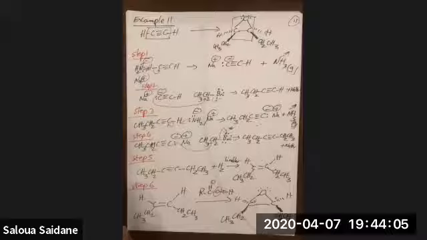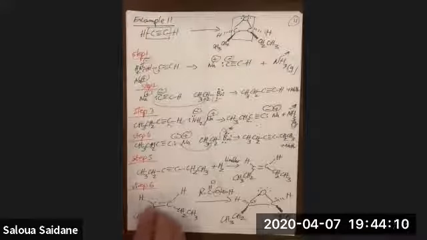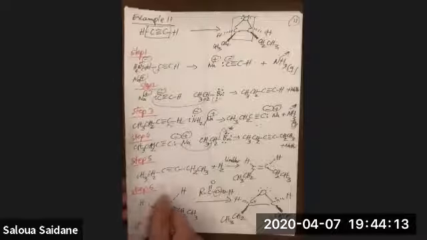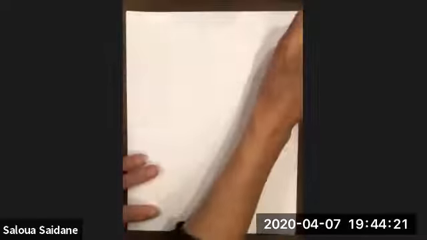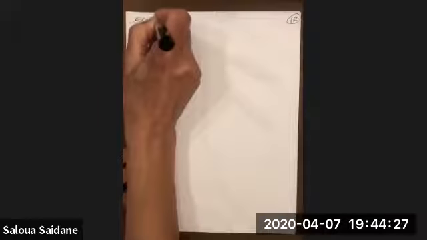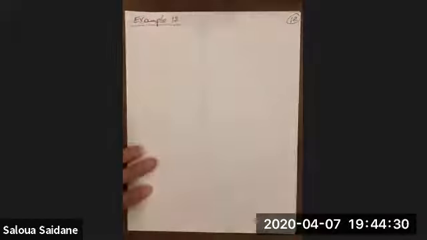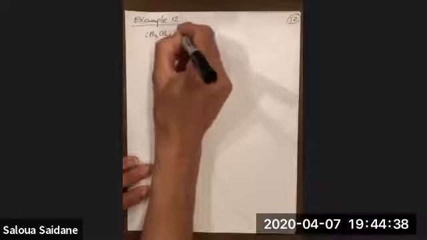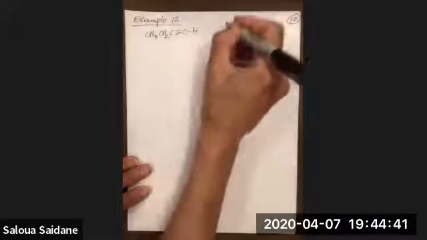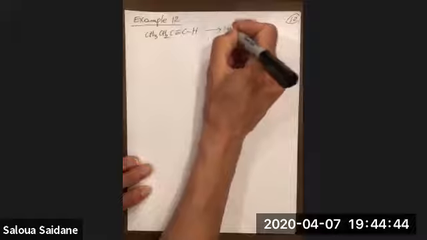Now the last one, do I have a last one? Yes. Okay. So the last one, example 12. We start with this. So this is different. We're not starting from acetylide, starting with this. And we end up with this.